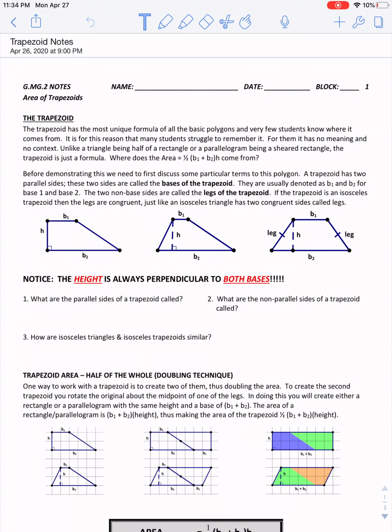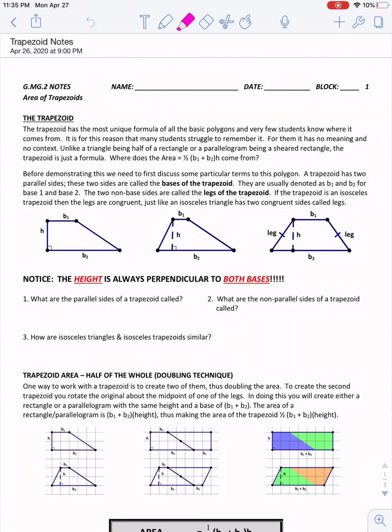First we're going to talk about trapezoids. A trapezoid is unique. It has a weird looking formula, but it actually makes a lot of sense once we look at it real quick. Now, before we do that, we have a couple different things. A trapezoid is a shape that only has one set of parallel sides. It's a quadrilateral.